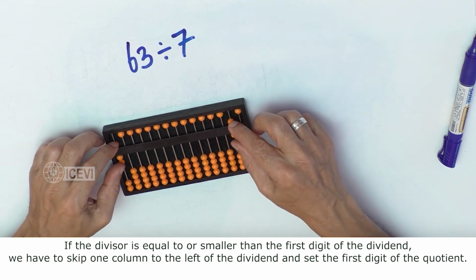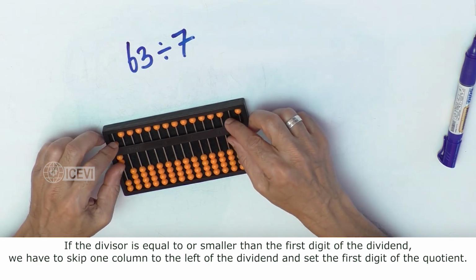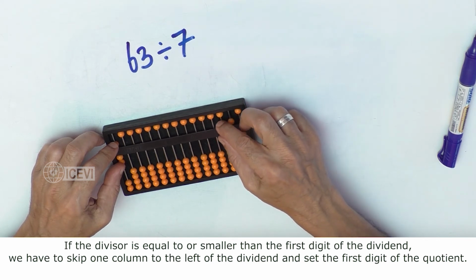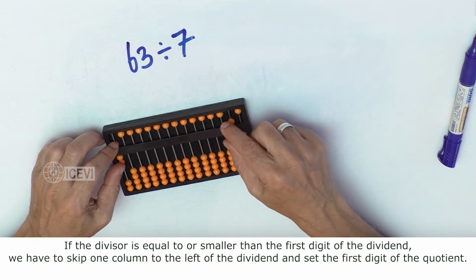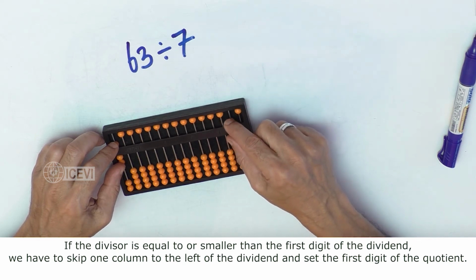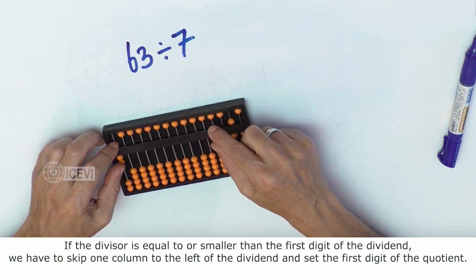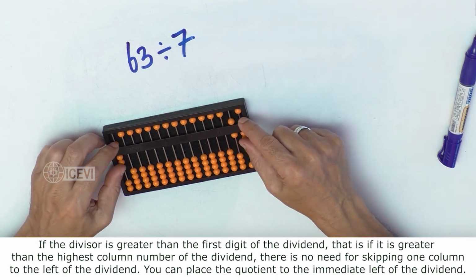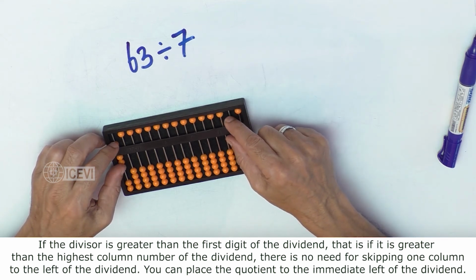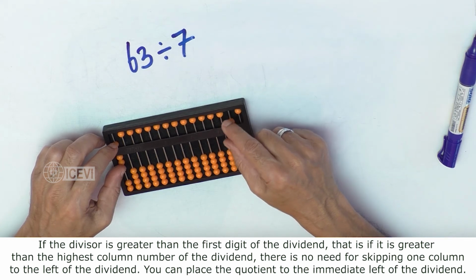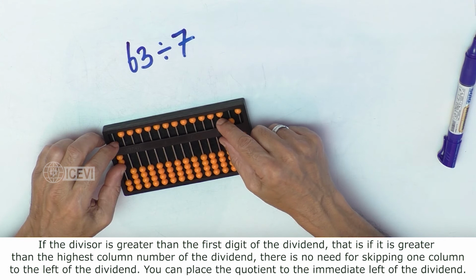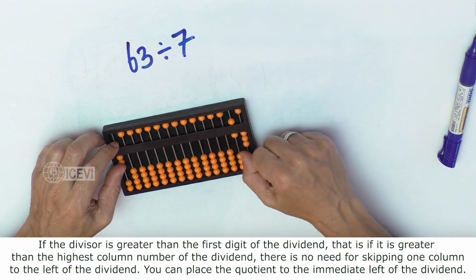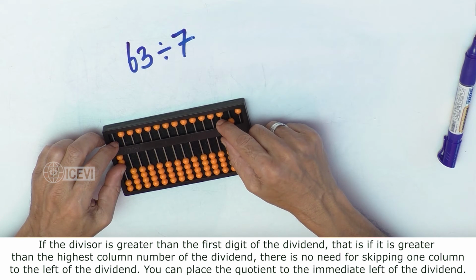If the divisor is equal to or smaller than the first digit of the dividend, we have to skip one column to the left of the highest digit of the dividend and set the first digit of the quotient there. If the divisor is greater than the first digit of the dividend, then there is no need to skip one column to the left of the dividend. You can place the quotient to the immediate left of the dividend.